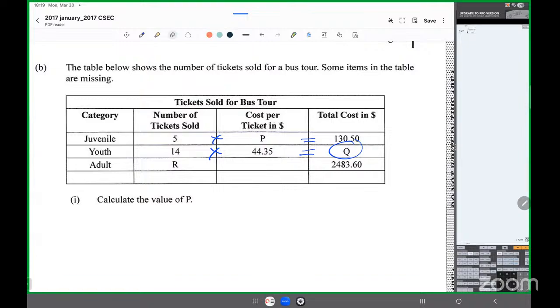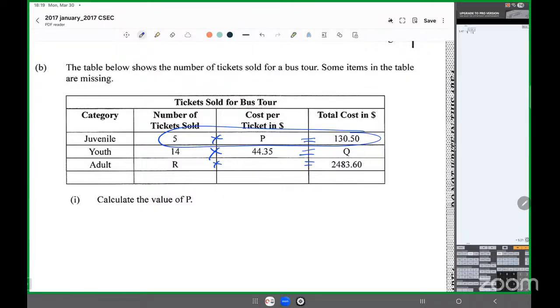That's what that means in this table. And then to get the value over here, you have to multiply again, the value that is missing here. This is what it says: calculate the value of P. On this line, we know that 5 times P is equal to 130.5.